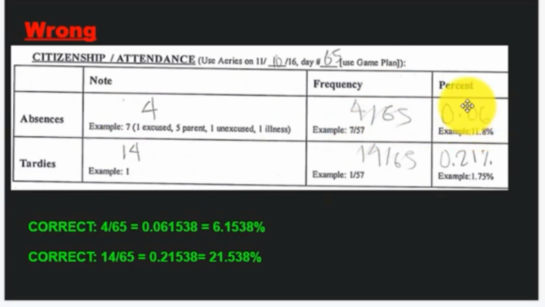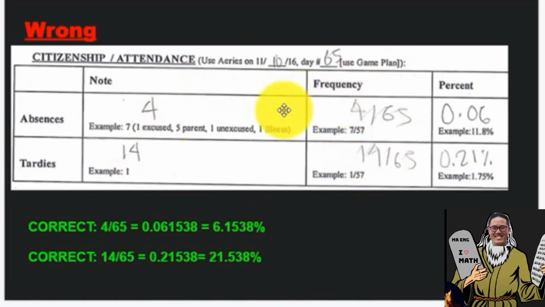That's not a percent, so that's wrong. That's why it's wrong. It's not 0.06. It should have been 6%. This student was absent 6% of the time. This student had 14 tardies out of 65. They're not absent less than 1% of the time. They're absent, tardy 21% of the time. Do you see why this was wrong? And I would have rejected it from the student.